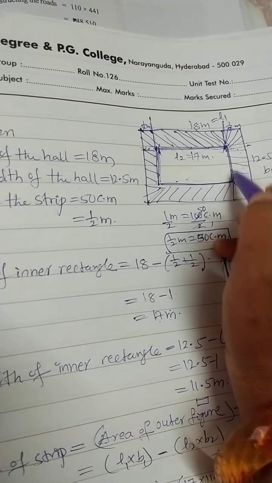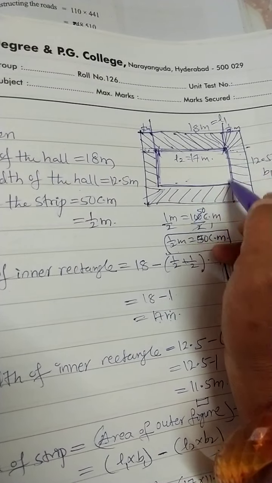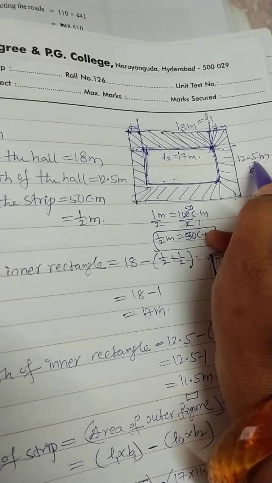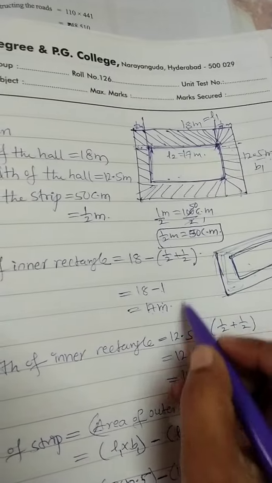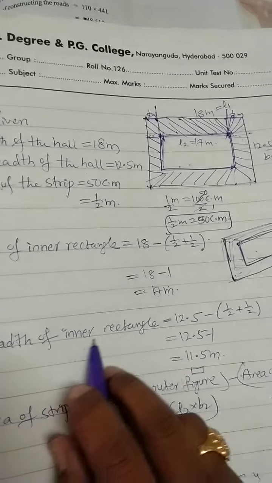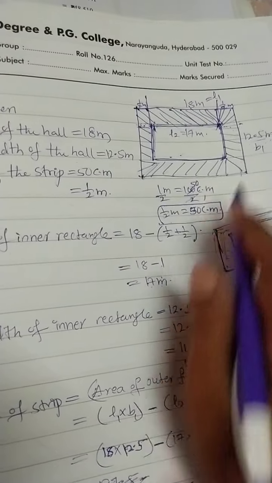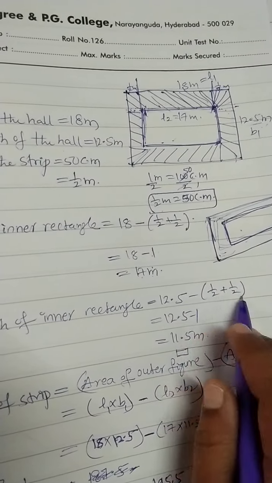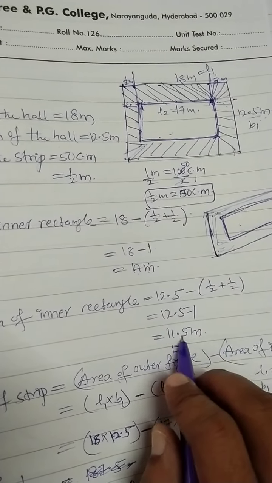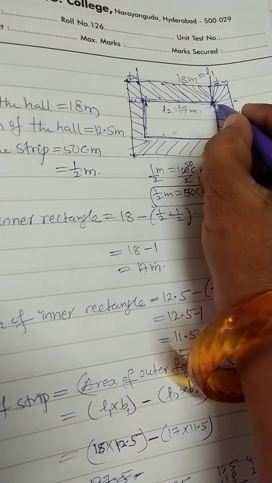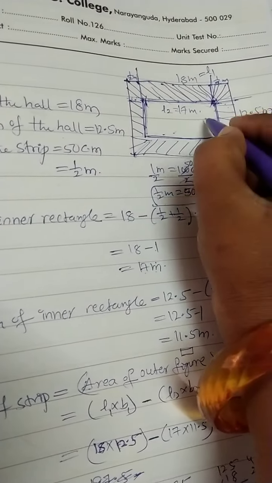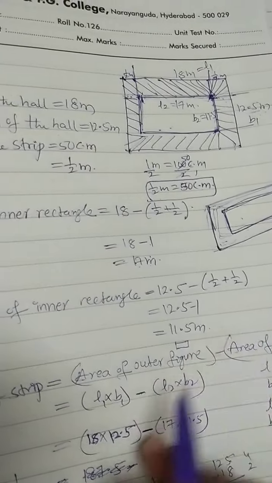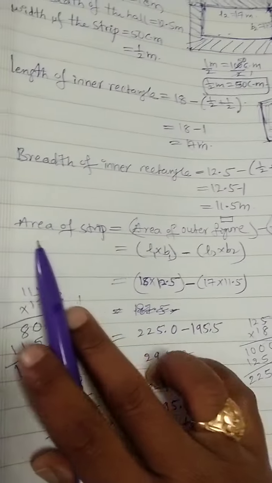Now you can find the breadth also. The inner rectangle breadth we don't know, that is the carpet breadth, here to here. How do you get it? From the total breadth you subtract half plus half, the same method. From the total breadth of the rectangle, 12.5, we subtract this portion, so you will get 11.5 meters. This breadth you can take as B2, 11.5 meters.